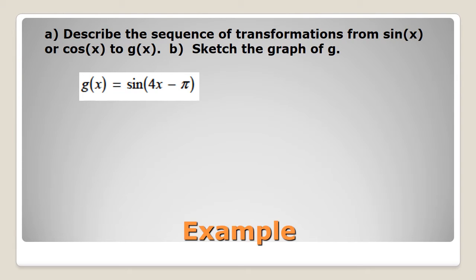Describe the sequence of transformations from the sine of x or cosine of x to g, and then sketch the graph of g. In this case, g of x is sine of 4x minus pi. Starting with sine, compared to the sine, what has changed? Be specific about the amplitude, the phase shift, the period, and then sketch a graph. Pause the recording, give this a try, and resume to check your answer.